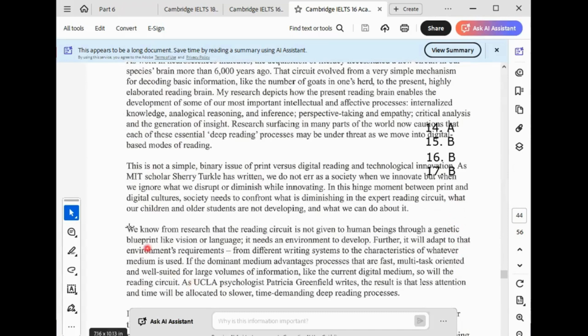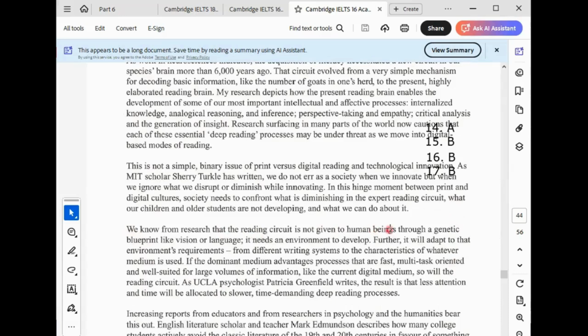Let's check the first sentence: the reading circuit is not only given to human beings through a genetic blueprint. This first sentence is not pointing at the fact that reading can be done using many different mediums. What of the second sentence? Further, the circuit will adapt to the environment's requirements, from different writing systems to the characteristics of whatever medium is used. This is where I picked my answer from. I used just three words: whatever, medium, used, to decide on my answer.